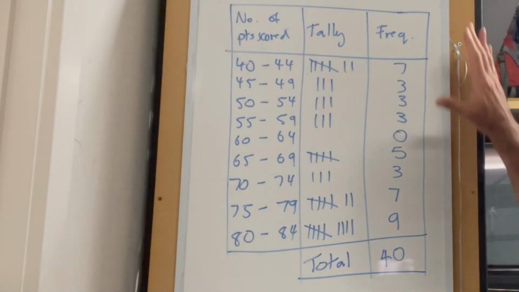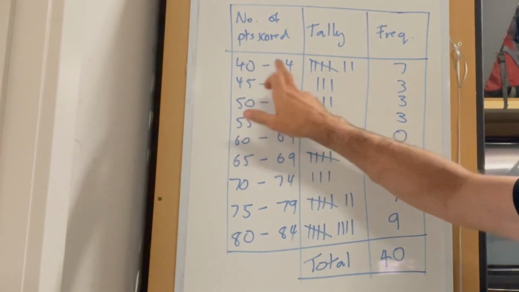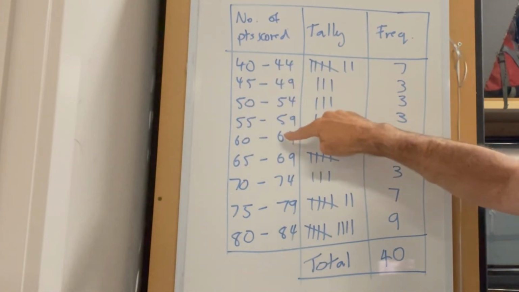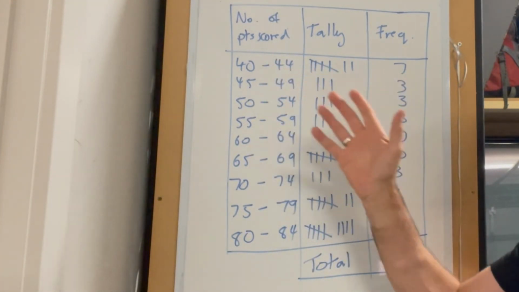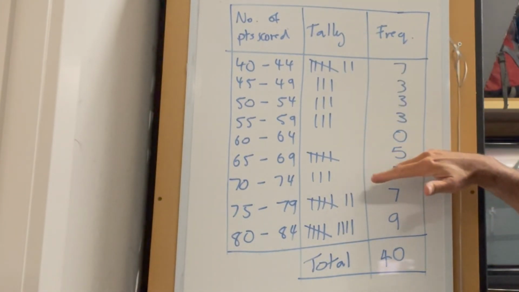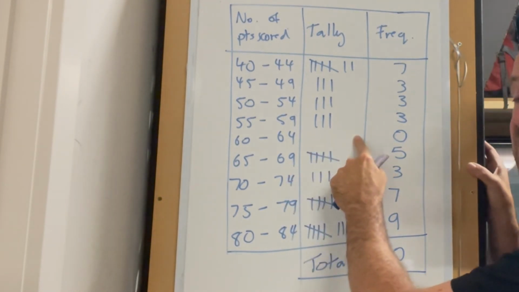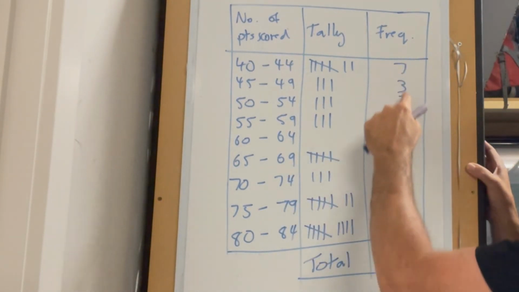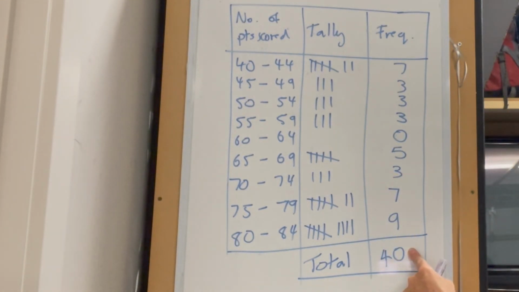Okay, so here we have our completed frequency table. We've got all our intervals in from 40 to 44, and we've got 1, 2, 3, 4, 5, 6, 7, 8, 9 intervals, with an interval size of 5. All of my tally is filled in. Notice here that for 60 to 64, there were no scores, so nothing gets filled in for the tally, but a 0 goes in here. Then we add up all of these, and it should add up to a total of 40, because there were 40 scores in the original set of data.